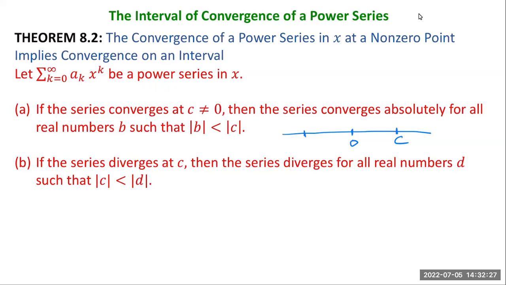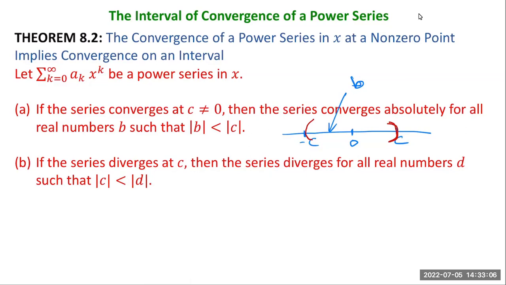What is the entire interval? I measure minus c to the left of zero. This is c, this has to be minus c, right? This power series converges for this entire interval. If I take any number b in this interval, then your power series converges at that number. Okay, that's what this theorem tells you. So b is taken from this interval. When x is equal to b, your power series converges. Okay, so that's the first part.